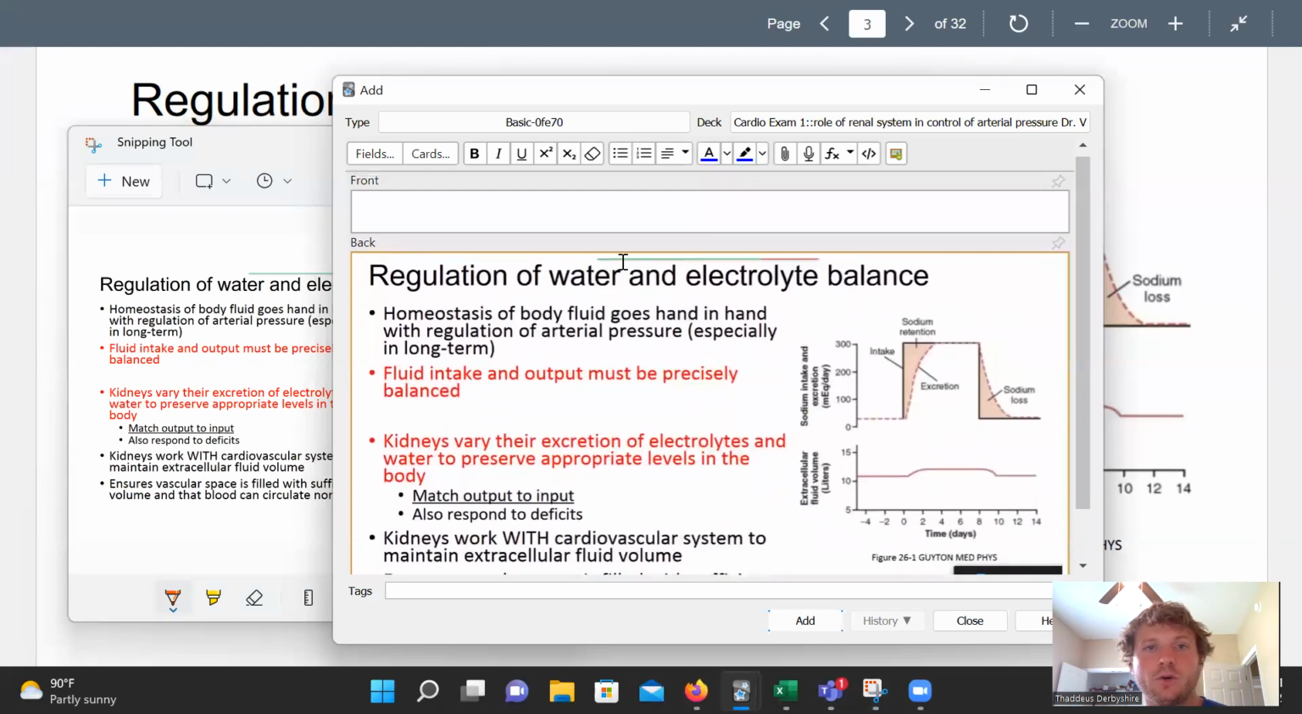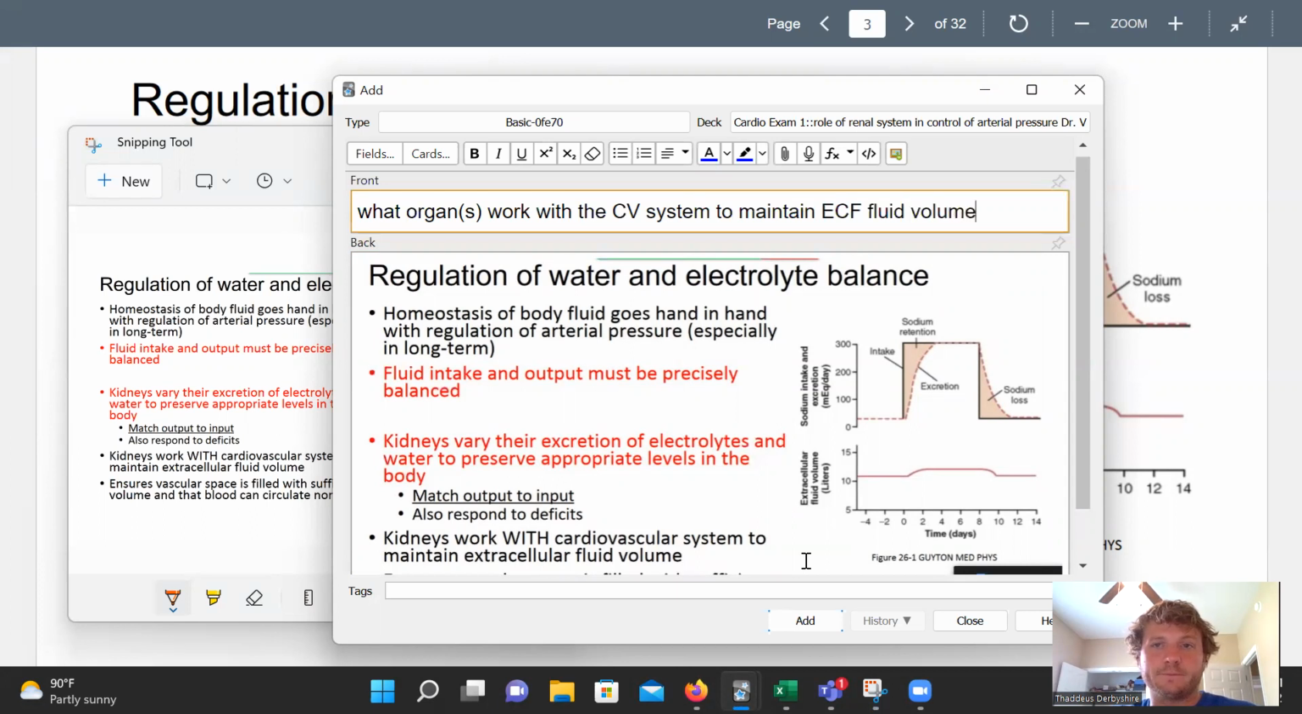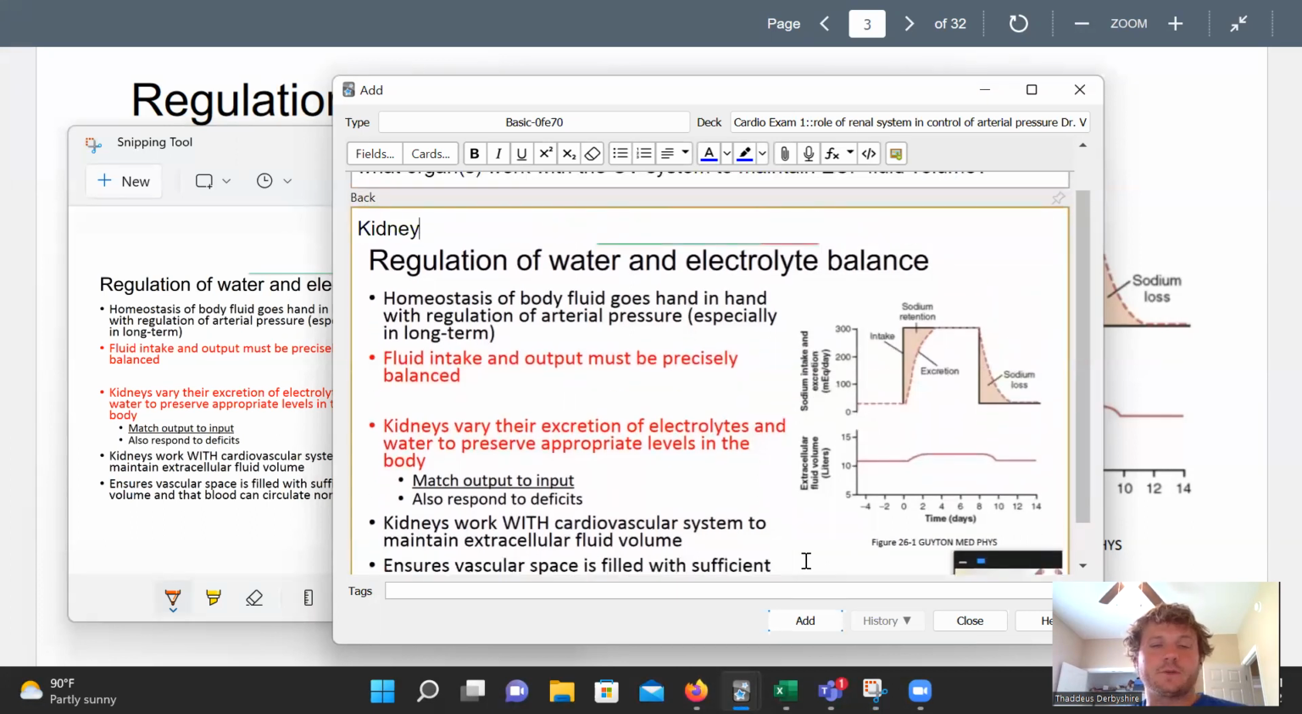Okay, perfect. So right here, this one says, and a lot of times you do want to try and make it out of the red letters, obviously, but I don't know how it'll work at your school anyways. But I like this because it's kind of something that maybe wasn't 100% intuitive. What organ system, what organ, and then we'll even do organs to make it a true question, work with the cardiovascular system to maintain ECF fluid volume? And then the answer is kidneys, right?